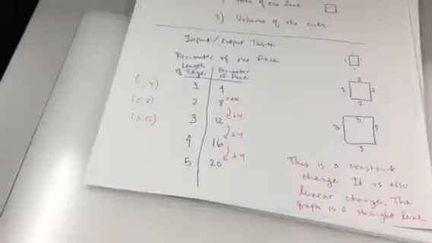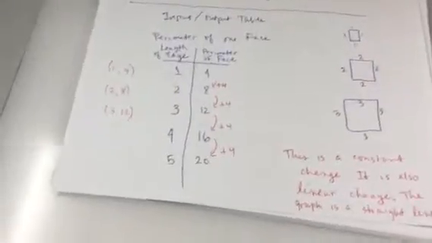Okay, we're going to do the same sort of input-output table for the area of one face and for the volume of the cube. I'll give you a minute to write some of that, and then we'll continue.